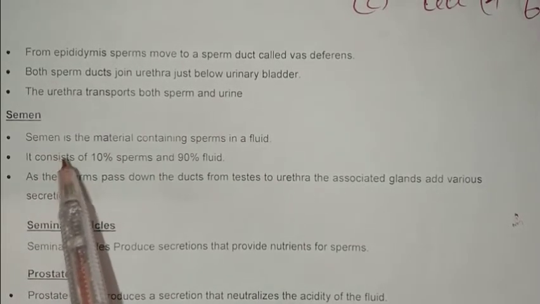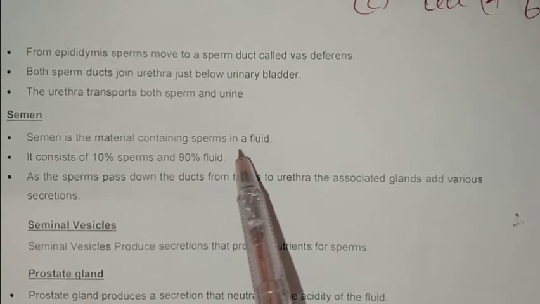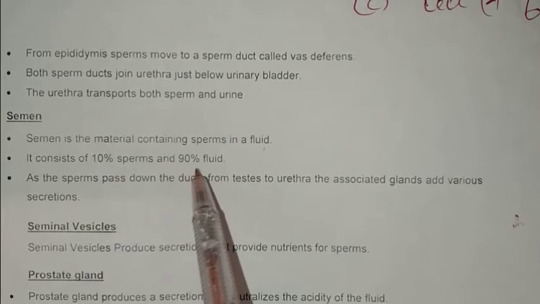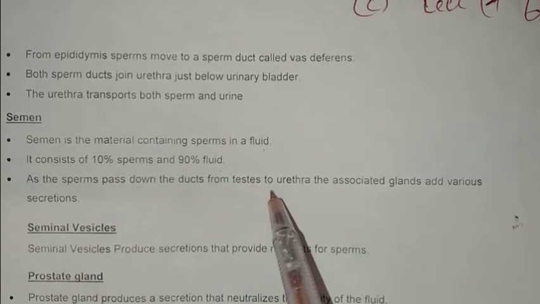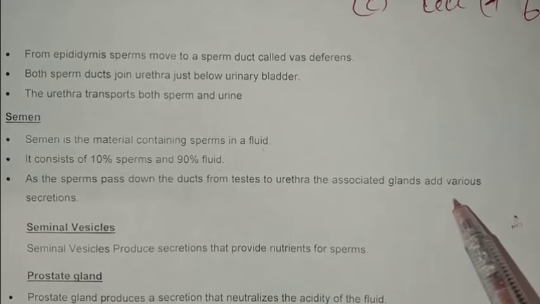Semen. Semen is the material containing sperm in a fluid. It consists of 10% sperm and 90% fluid. As the sperm pass down the duct from the testes to the urethra, the associated glands add various secretions.